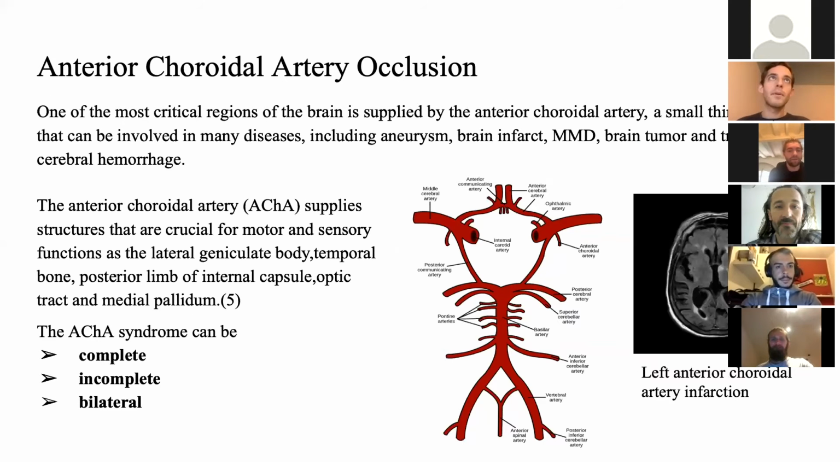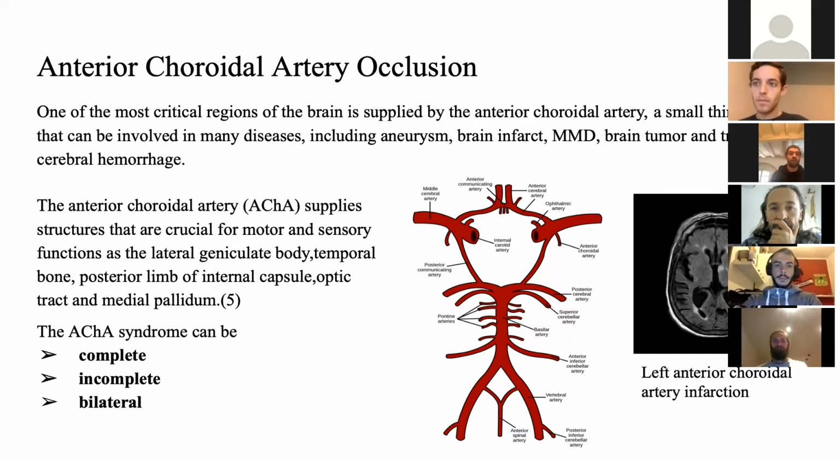One of the most critical regions in the brain is supplied by the anterior choroidal artery, a small, tiny artery that can be involved in many diseases, including aneurysm, brain infarct, brain tumor, and traumatic cerebral hemorrhage. The anterior choroidal artery supplies structures that are crucial for motor and sensory function, such as the lateral geniculate body, temporal lobe, posterior limb of the internal capsule, optic tract, and medial pallidum. It can be complete, incomplete, or bilateral.